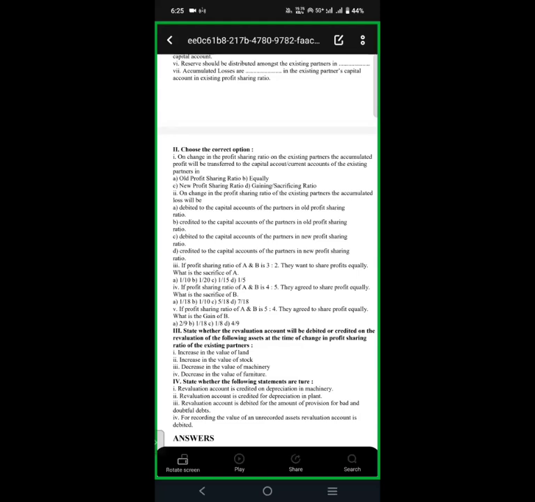Increase in the value of stock. Credit. Decrease in the value of machinery. Debit. Decrease in the value of furniture. Debit. State whether the following statements are true. Revaluation account is credited on depreciation in machinery. False. Revaluation account is credited for depreciation in plant. False. Revaluation account is debited for the amount of provision for bad and doubtful debt. True. If recording the value of an unrecorded asset, revaluation account is debited. False.